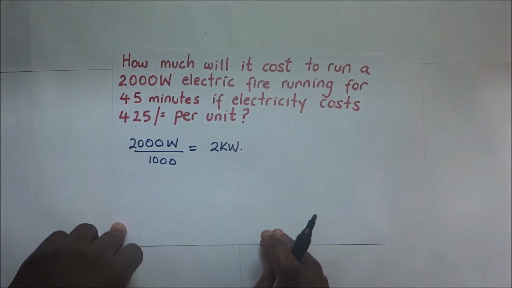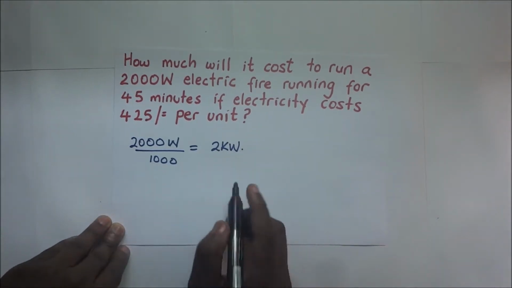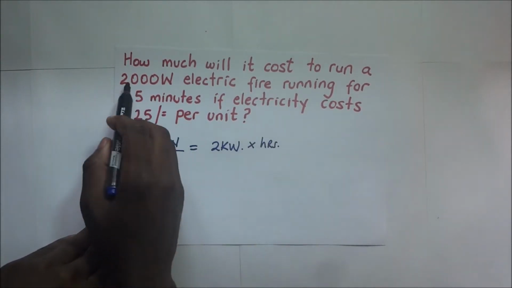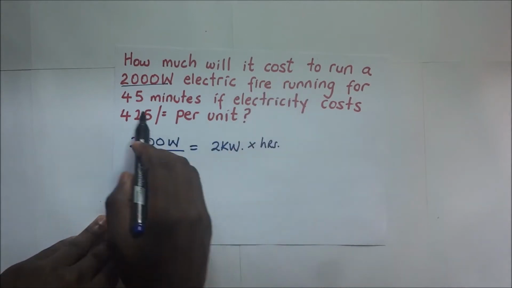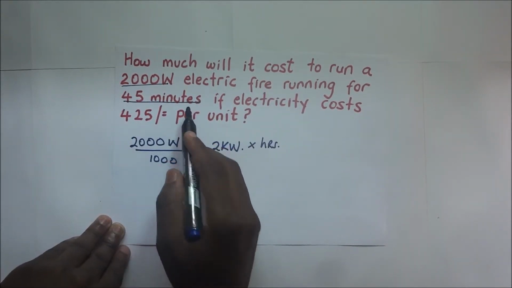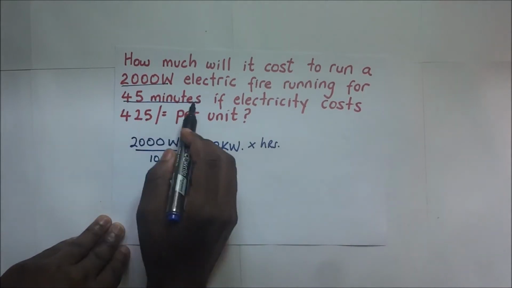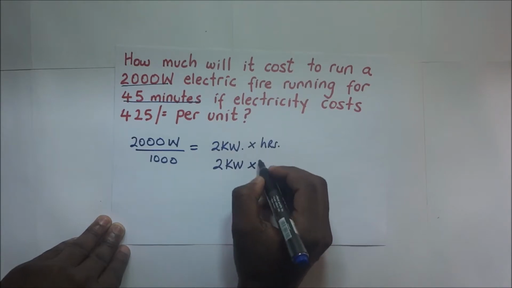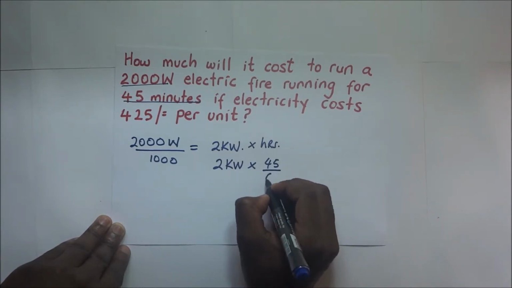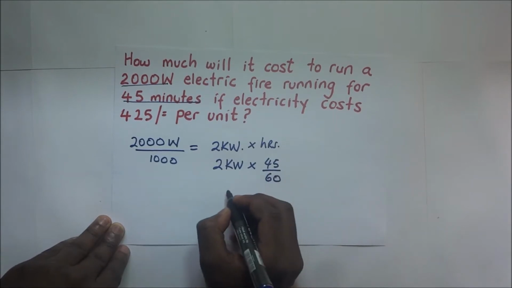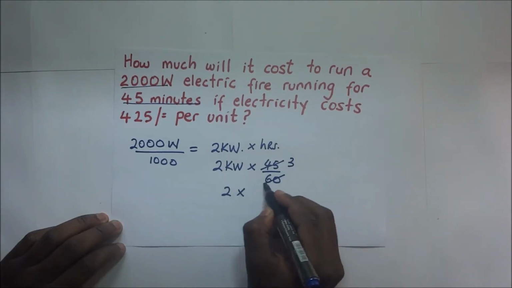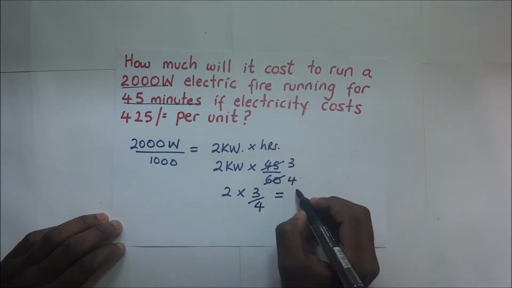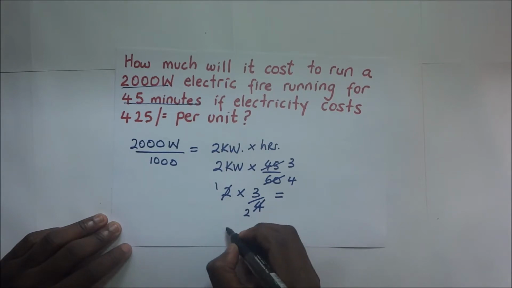Now to convert those kilowatts into kilowatt hours, you're supposed to multiply this by the hours this thing was running. They're telling us that this electric fire is running for 45 minutes. Converting 45 minutes into hours means 45 minutes divided by 60 minutes. So it's going to become 2 kilowatts times 45 over 60. By 15 is thrice, by 15 is 4 times. So it's times 3 over 4. This gives us 6 divided by 4, so this becomes 1.5 kilowatt hours.